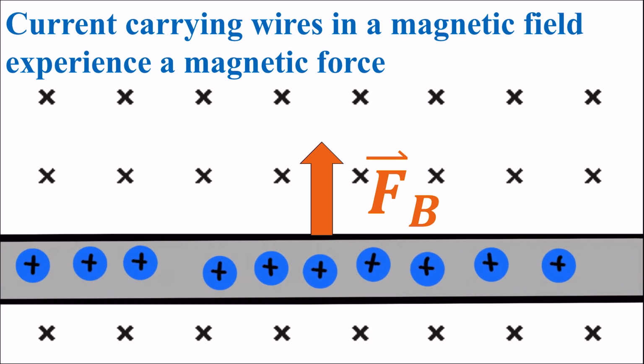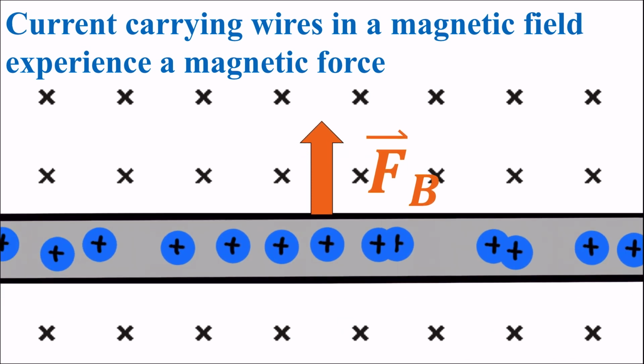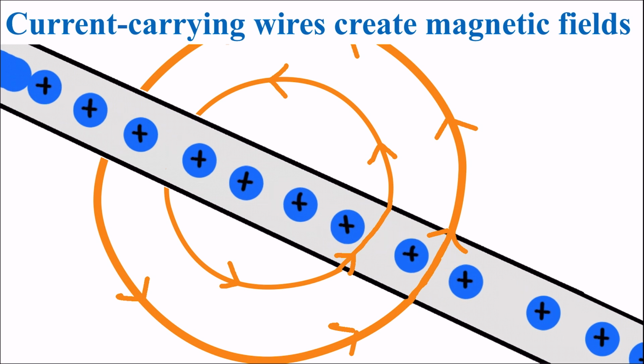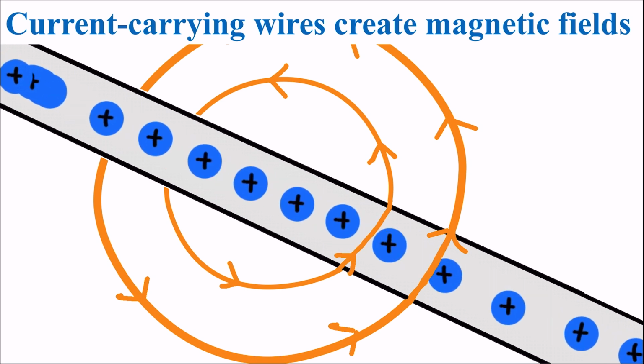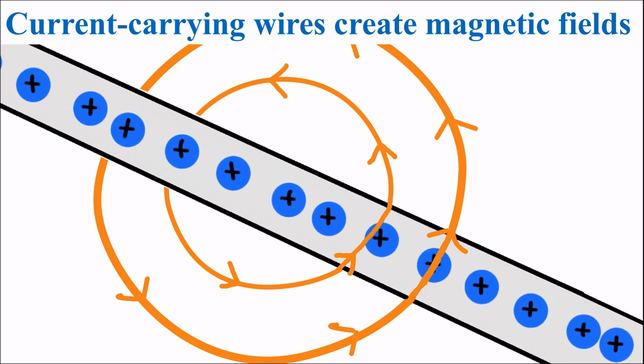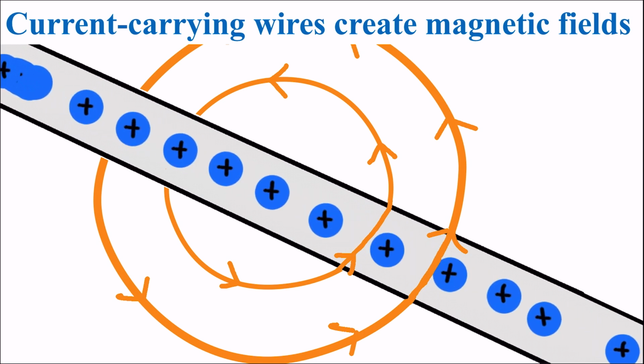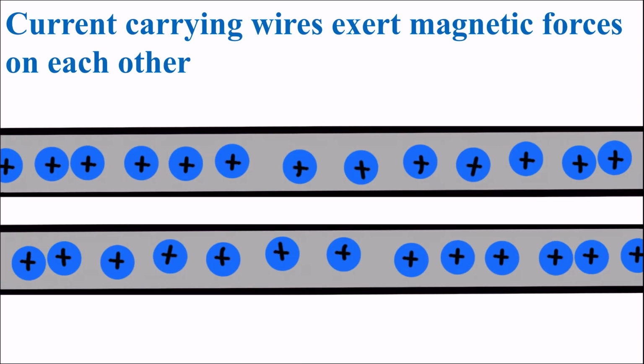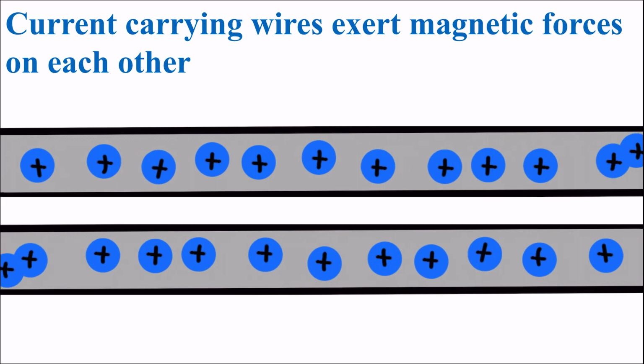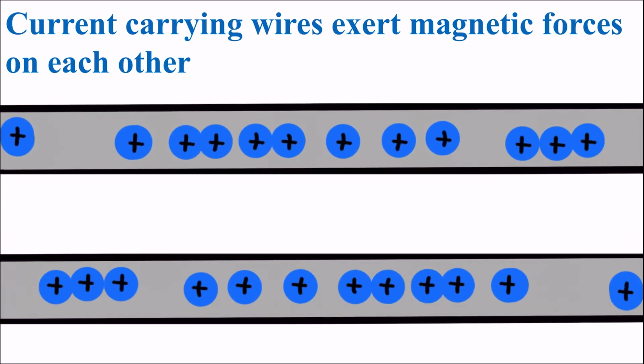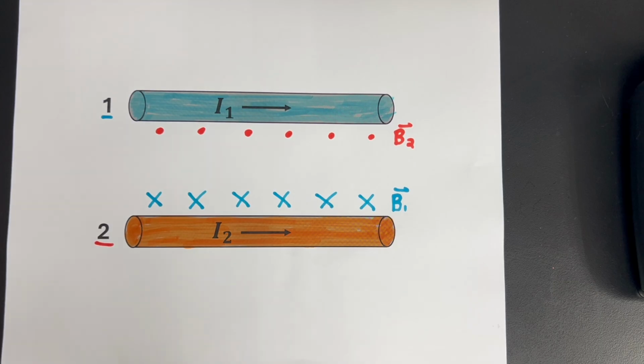Not only do conducting wires placed in a field experience magnetic force, but they also create magnetic fields themselves. Now, the magnetic field produced by one wire will not have a force on itself, but two conducting wires will exert forces on each other due to their magnetic fields. Here I have two wires flowing in the same direction.